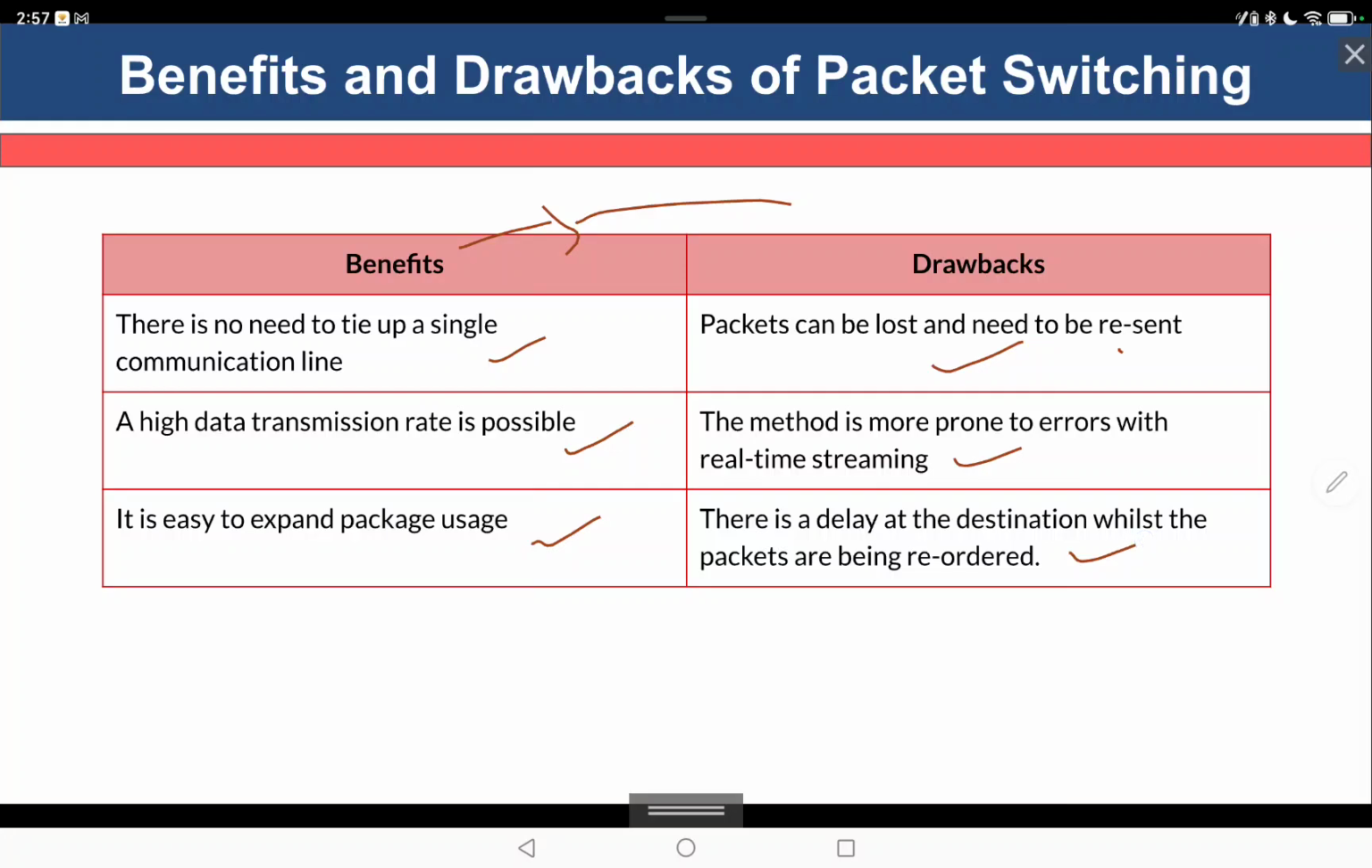There is delay at the destination whilst the packets are being reordered. Remember that data packets are sent differently, they follow different routes and may arrive out of order. So when they arrive out of order, the data packets need to be sorted. They need to be reordered.